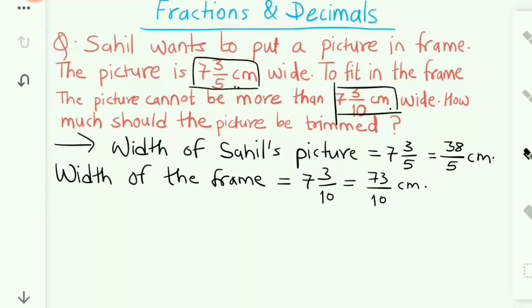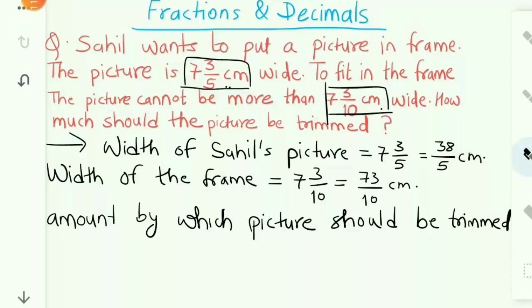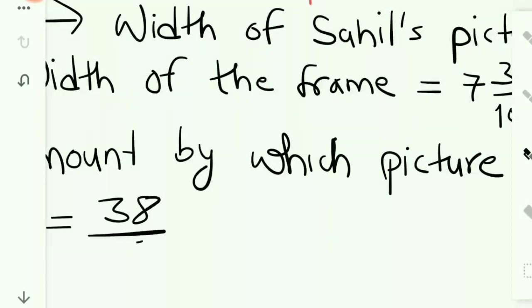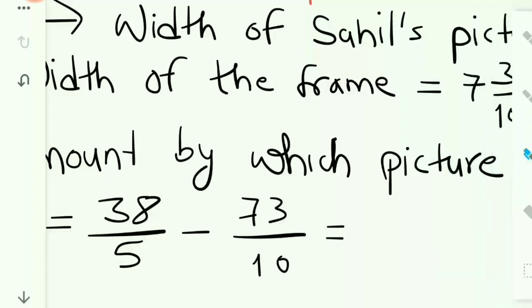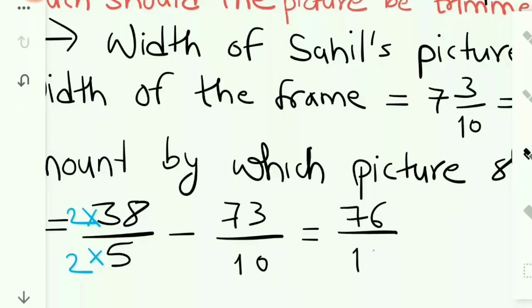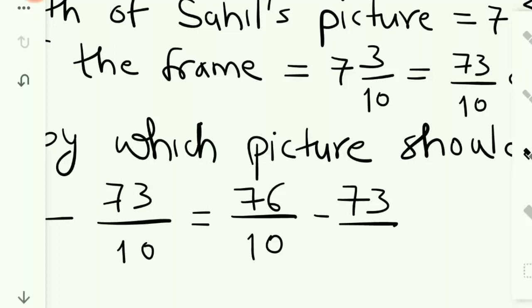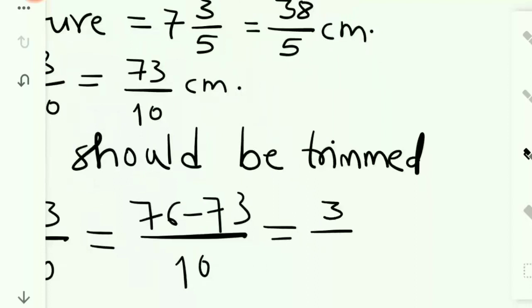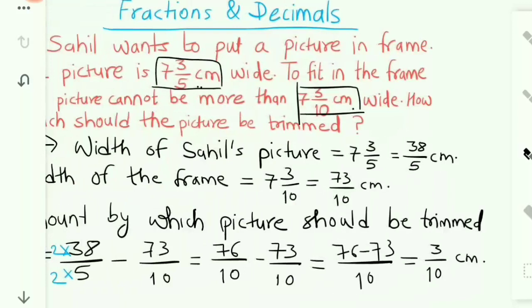So the trim is equal to, let's see, 38 by 5 minus 73 by 10 equal to, now this is easy, we just have to take LCM. 38 into 2 is 76 by 10 minus 73 by 10, which is equal to 76 minus 73 by 10, which again is equal to 3 by 10 centimeters. That's it. We've got our answer.